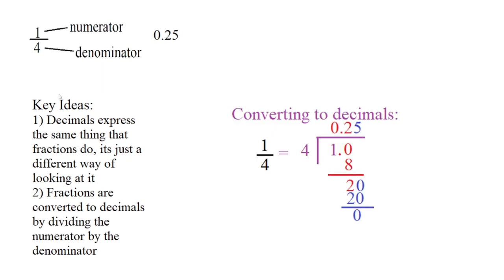So one thing that I want to touch on real quick is a couple key ideas. The first one is that decimals express the same thing that fractions do, it's just a different way of expressing it. The other is that fractions are converted to decimals by dividing the numerator by the denominator. So basically when I say that decimals express the same thing, it's just in a different way.